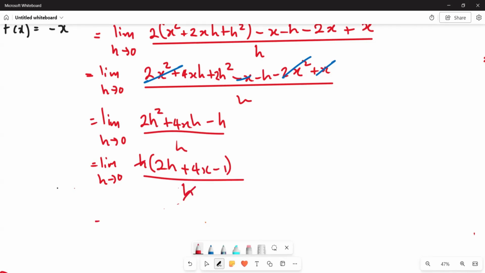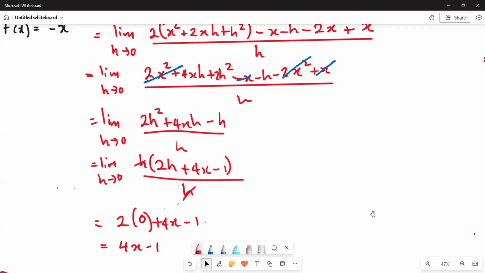Then for the remaining h here, you are going to substitute 0. You're going to say 2 into 0 plus 4x subtract 1, right? Then what is the final answer here? This is going to be the same as your 4x subtract 1. Once again, so basically that is going to be the first derivative using our first principle.